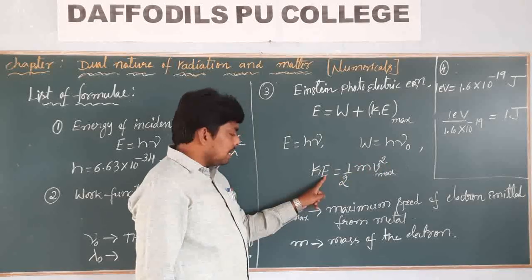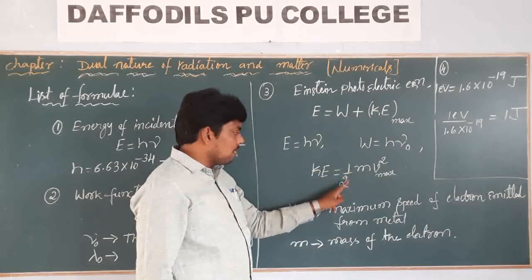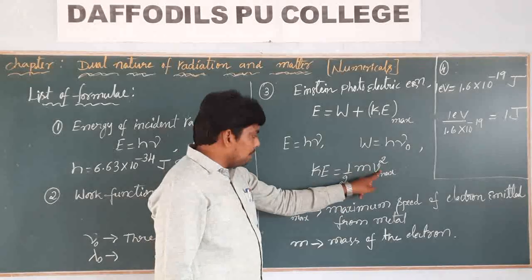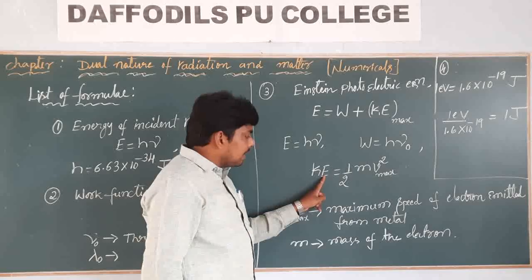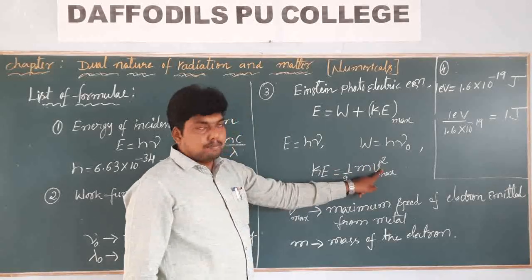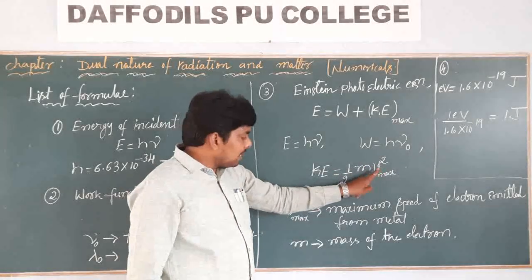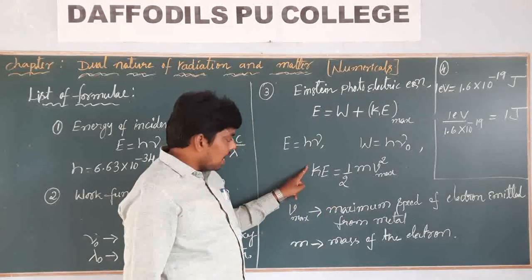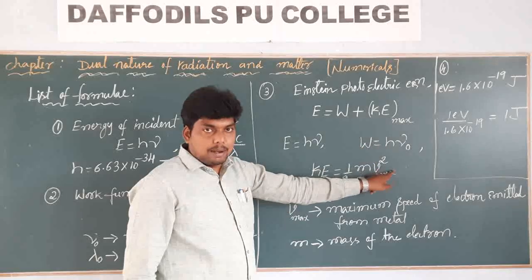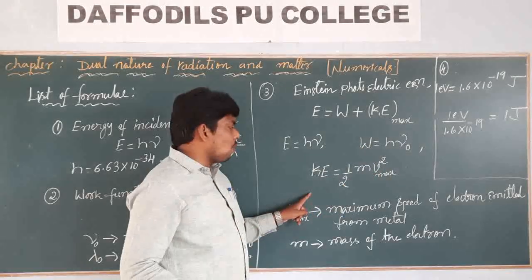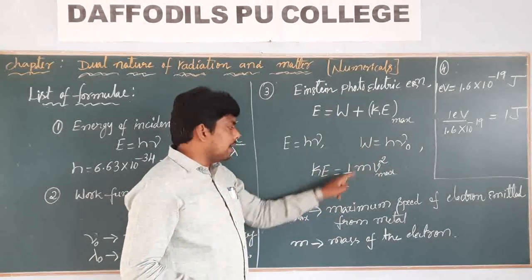By using this equation, kinetic energy is equal to half m v square. If you know the V max, you can calculate the kinetic energy, or else when you know the kinetic energy, you can calculate the speed. That is, speed is equal to what it will be? 2 into KE divided by mass. That is v square, we will get V is equal to what it will be? Square root of 2 KE divided by m.